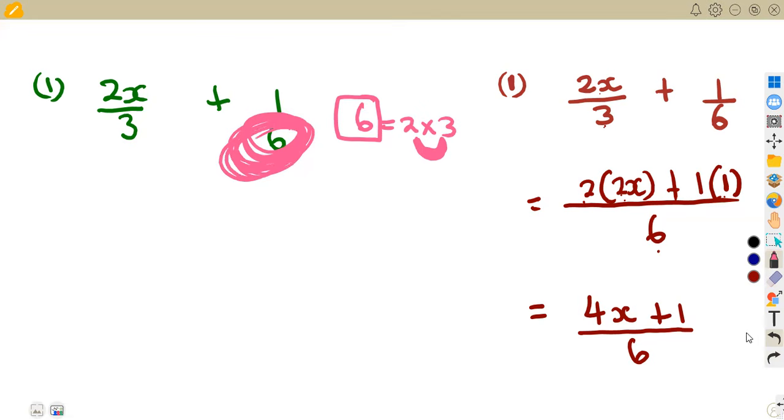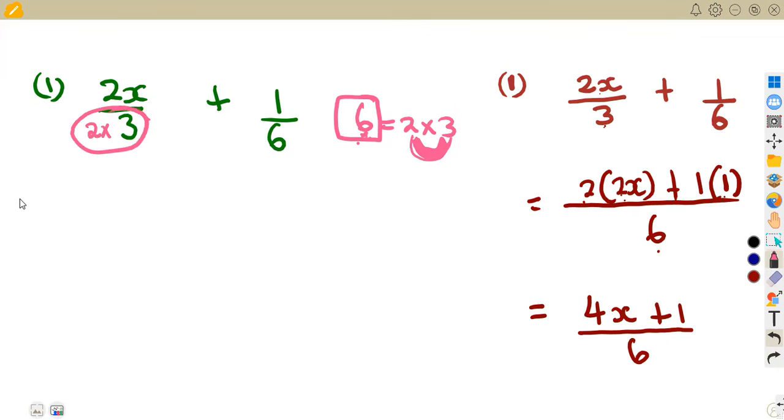Already here there's a 6, so there's nothing that I'm going to do here. I have to focus on this side where I have a 3, but this 3, I must change it to be a 6. How can I change this 3 to be a 6? Like I said, 6 is the same as 2 times 3. So that means if I multiply this here by a 2, it gives us a 6.